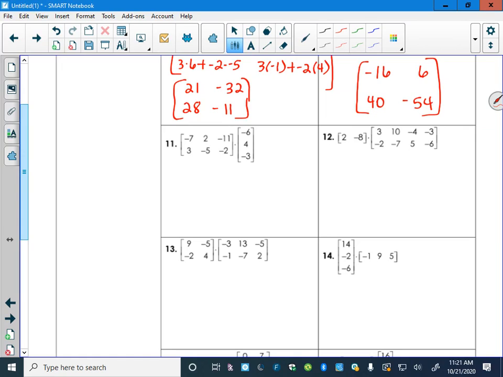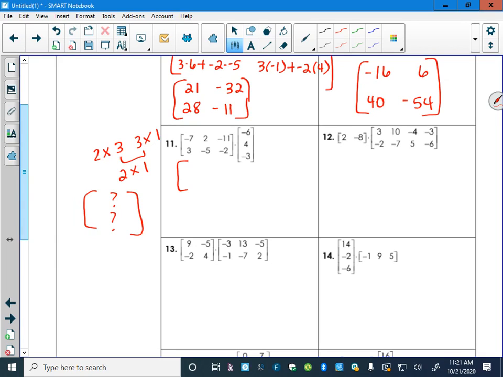This is a 2 by 3. This matrix is a 3 by 1. These cancel, so the resulting matrix should be a 2 by 1. All right, so that means I'm going to have 2 rows, 1 column. So that means I'm going to have an answer that looks like this. So I kind of visualize that before I start.